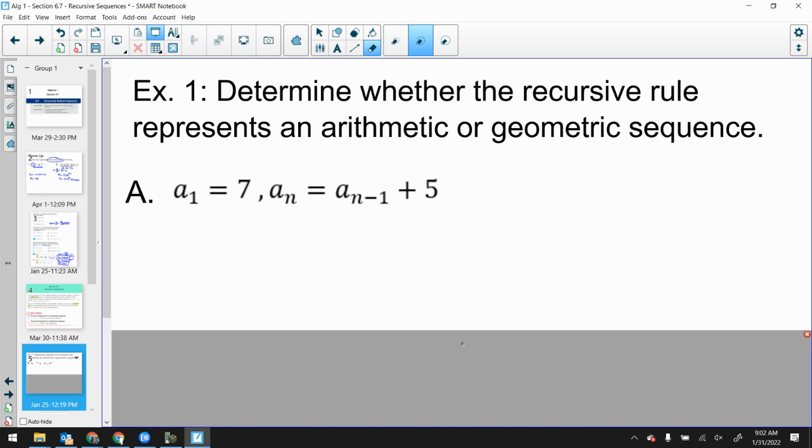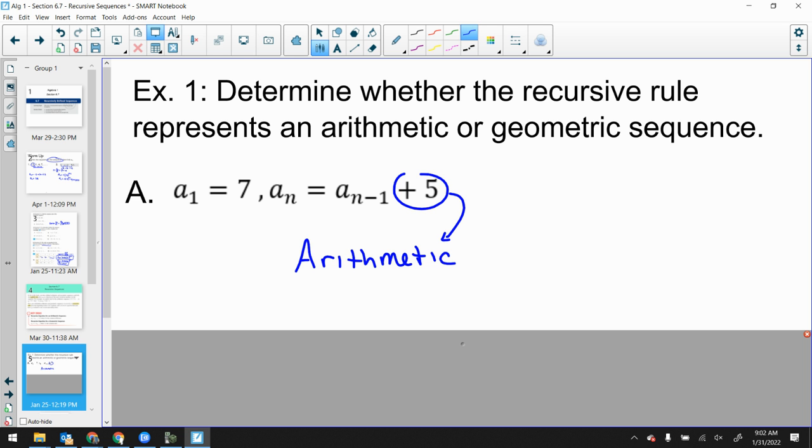Is that arithmetic or geometric? Arithmetic. The a sub n minus 1 isn't a real minus 1; that's just taking the term before it. Why is it arithmetic? Because the plus or minus in it means that it's arithmetic. If you see plus or minus, you think arithmetic.